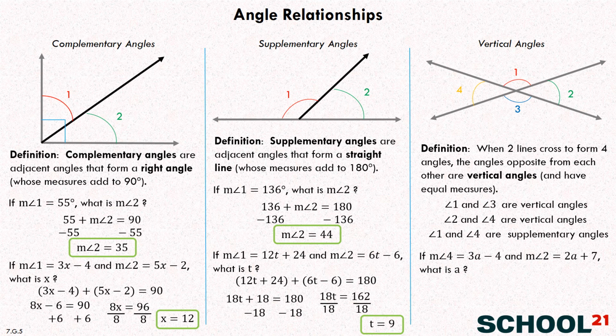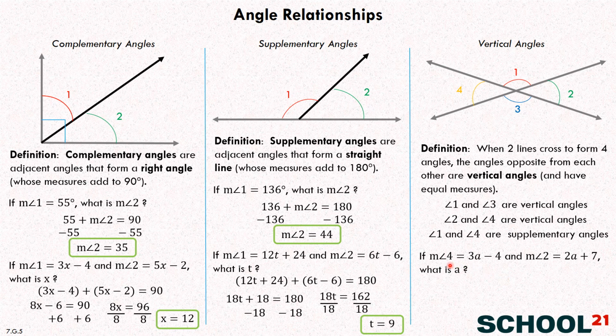And if measure of angle 4 equals 3a minus 4 and measure of angle 2 equals 2a plus 7, what is a? So this is a very similar problem to what we were doing over here. We're trying to figure out this variable. So we have to ask ourselves, what's the relationship between measure of angle 4 and measure of angle 2? Are they complementary, supplementary, or vertical? That's right, they're vertical. They're opposite from one another when 2 lines cross.